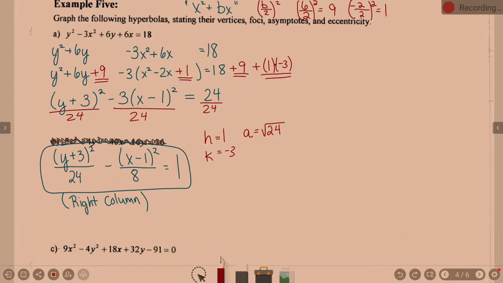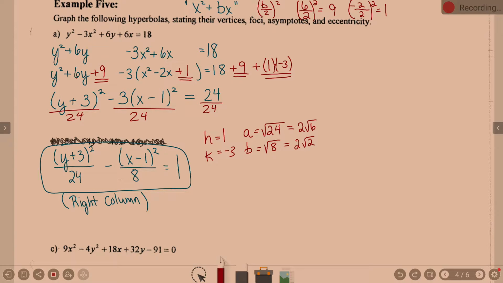Depending on the situation, you could leave it like that, square root of 24, or what does square root of 24 become? It's 4 times 6, and the square root of 4 is 2, so 2 square root of 6. B comes from the second fraction, square root of 8, and the square root of 8 is going to be 4 times 2. The square root of 4 is 2, so 2 square root of 2.